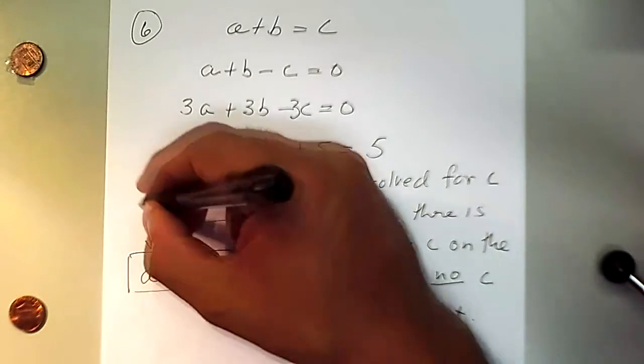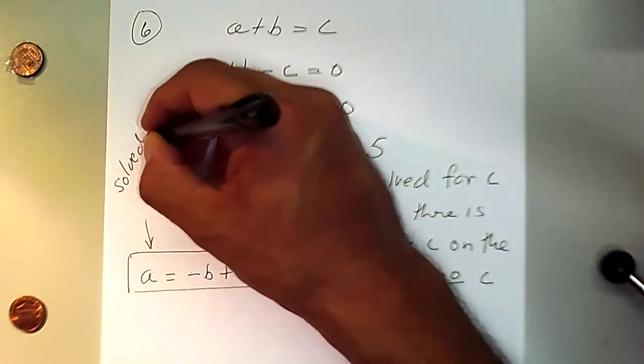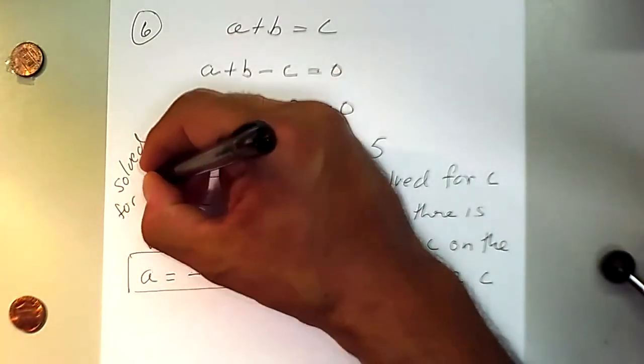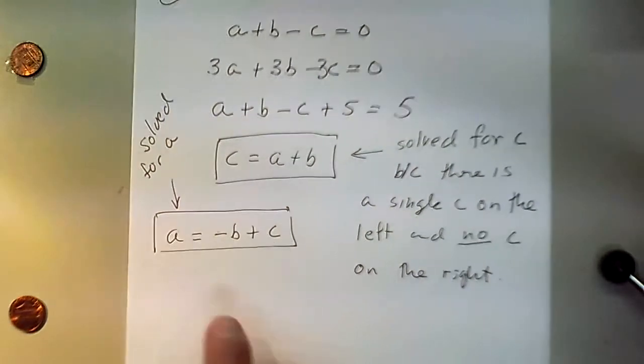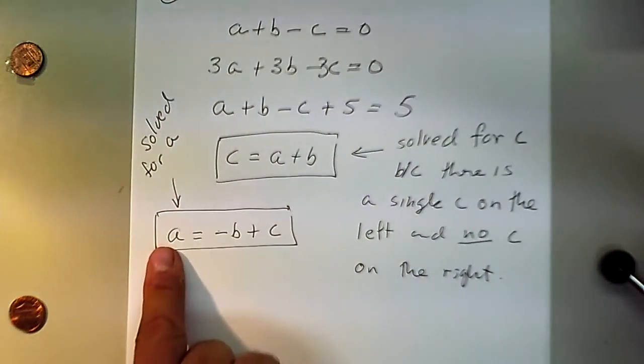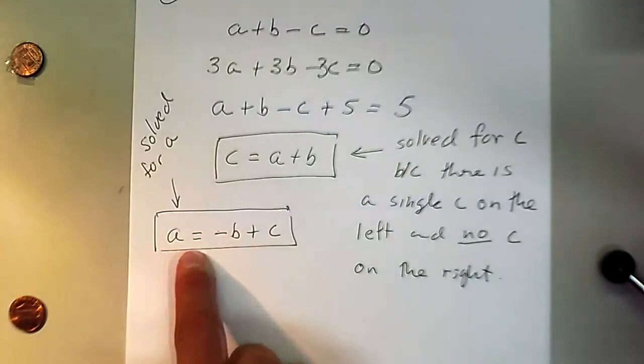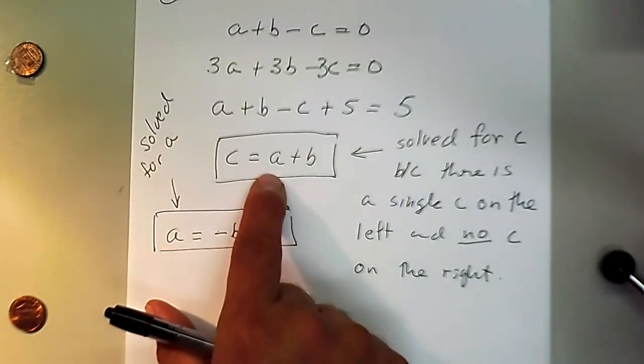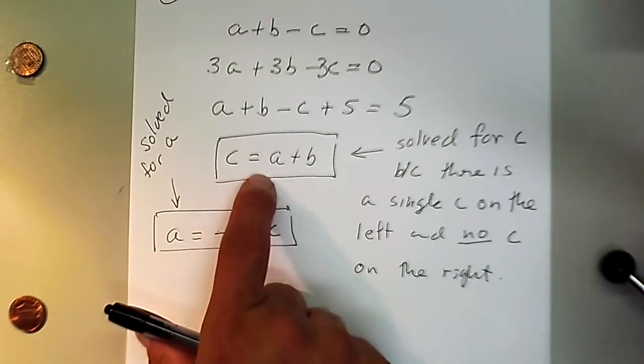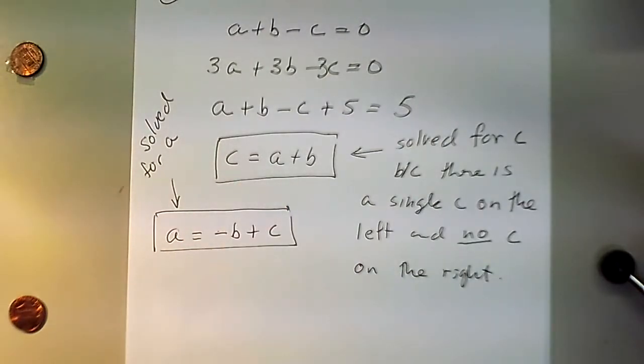So this is solved for A. Why? Because there's a single A, nothing else, and there's no A on the other side of the equation. So that equation has been solved for A. This equation has been solved for C. Can we solve for B?